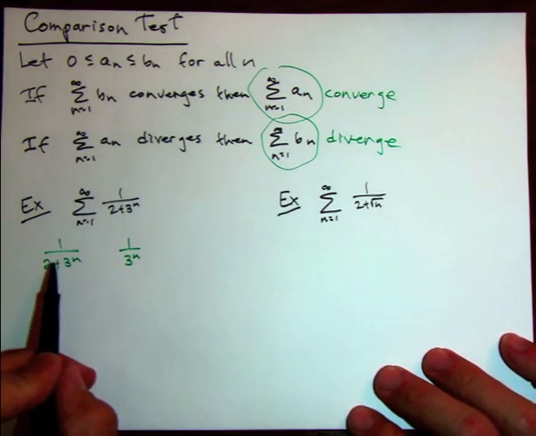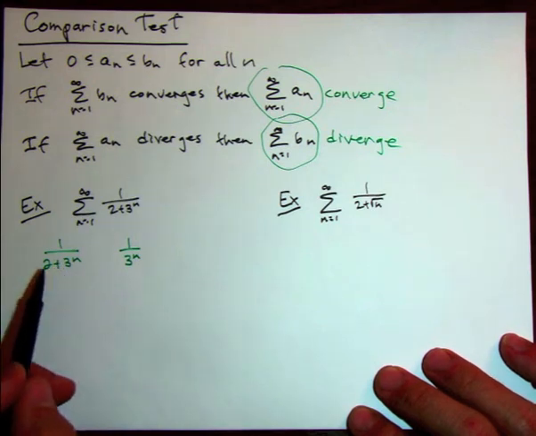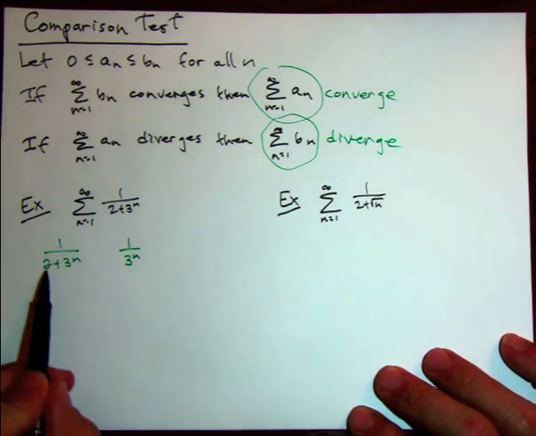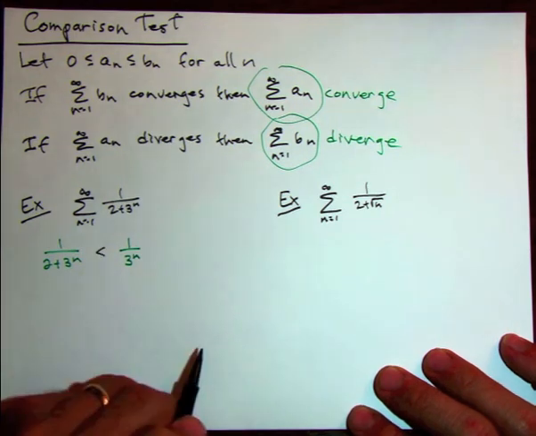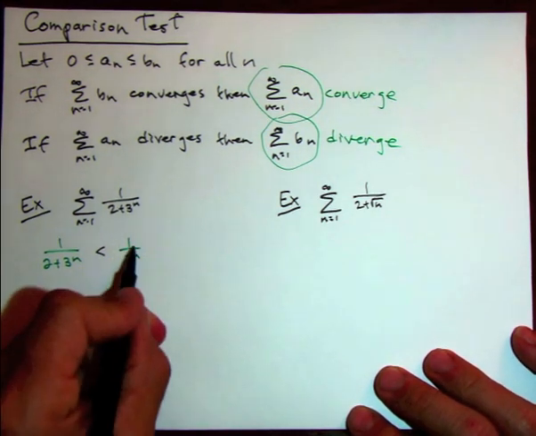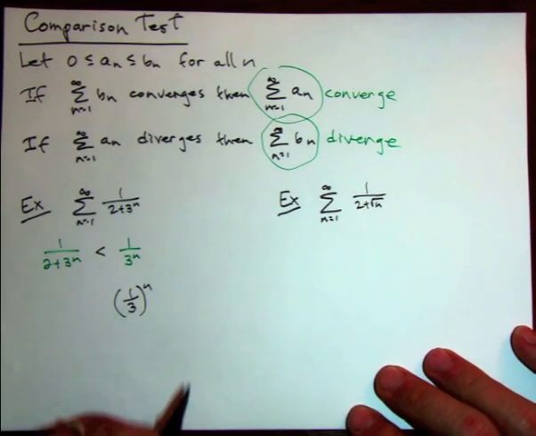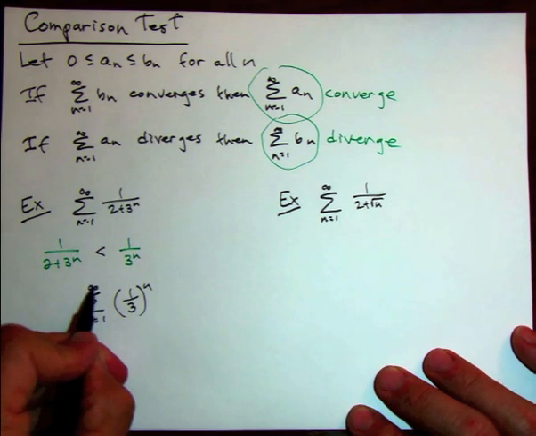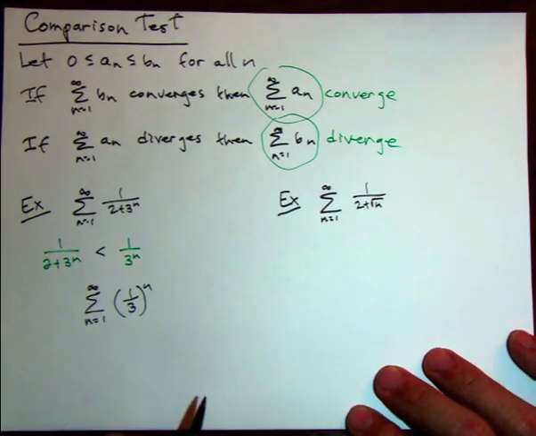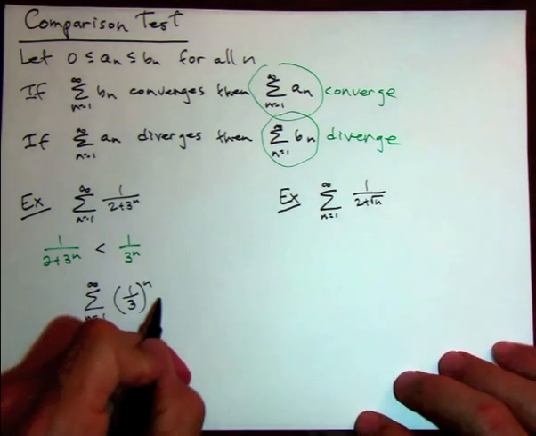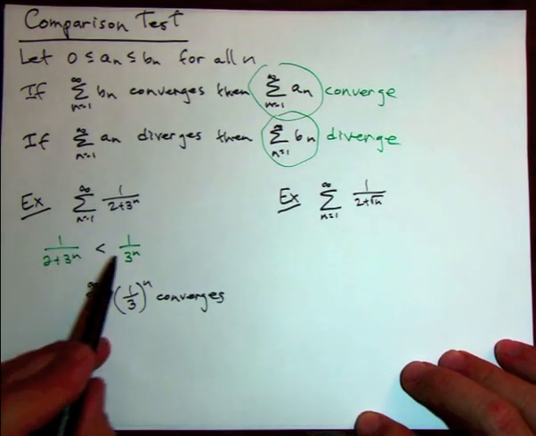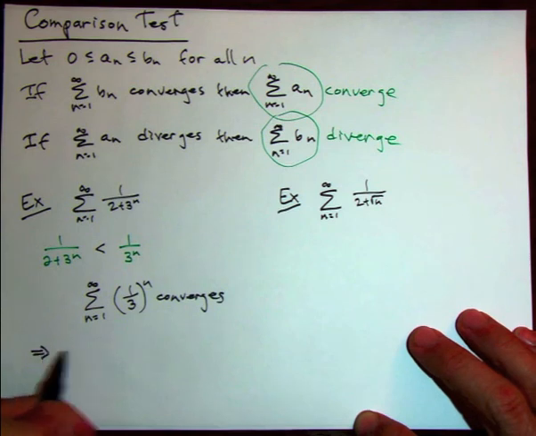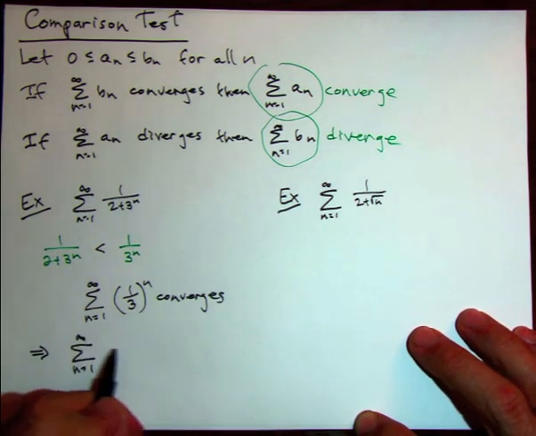I generally like to look at the denominator. If the denominator is bigger, then that means that its reciprocal is smaller. So clearly 2 plus 3 to the n is bigger than 3 to the n. Therefore, the reciprocal must be smaller. And we can rewrite this as 1 over 3 to the n. And we know that this series from n equals 1 to infinity is a geometric series where r is less than 1, so we know this converges. We know each of the terms of the series in question are smaller than each of those terms. So this implies that our original series, 1 over 2 plus 3 to the n, also converges.